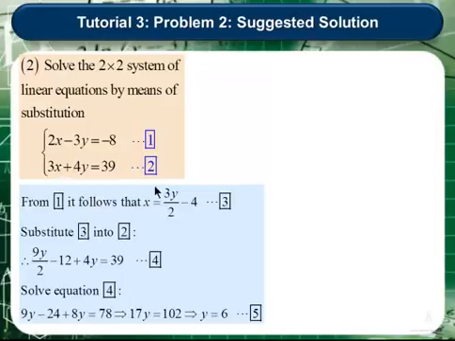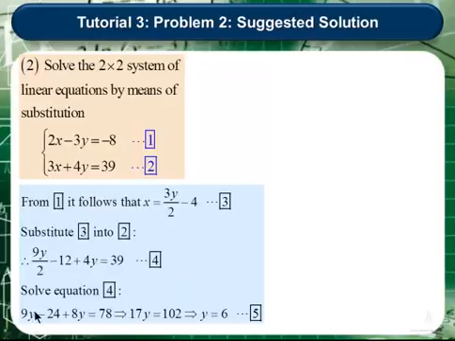So 3 times, in brackets, 3y over 2 minus 4 gives us, check that, 9y over 2 minus 12 if you multiply out, plus the 4y, and on the right hand side we still have the 39. So that gives us a new equation, let's say this is equation number 4. Clearly it's one linear equation with one unknown or variable y, which we can now solve, as we did previously in this video.